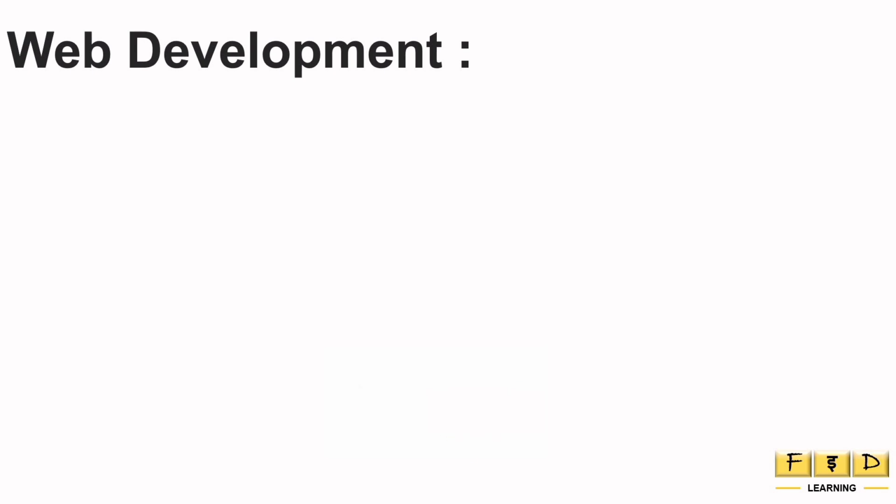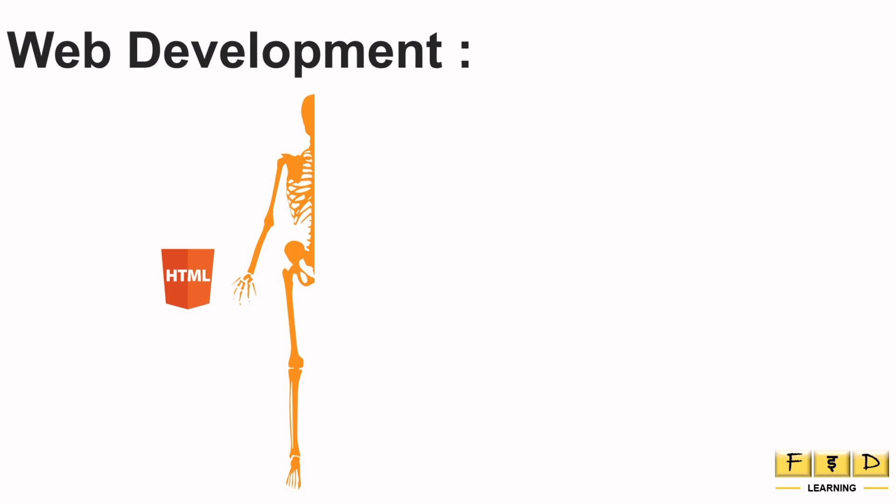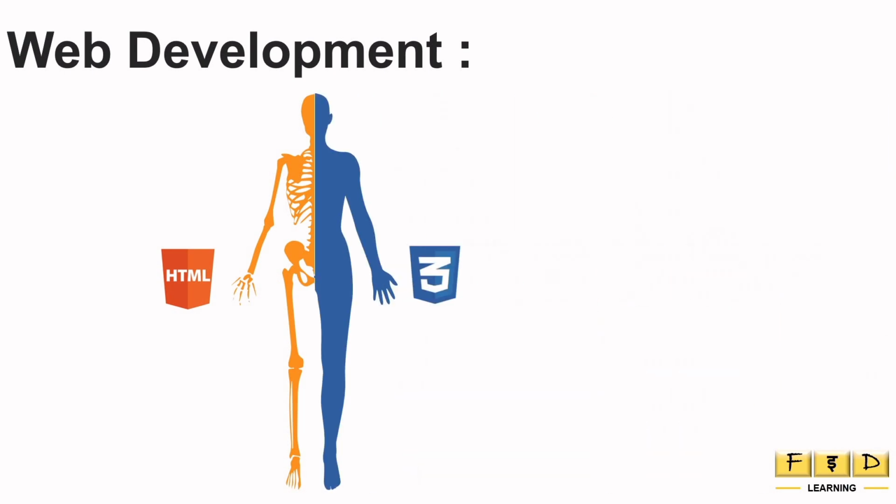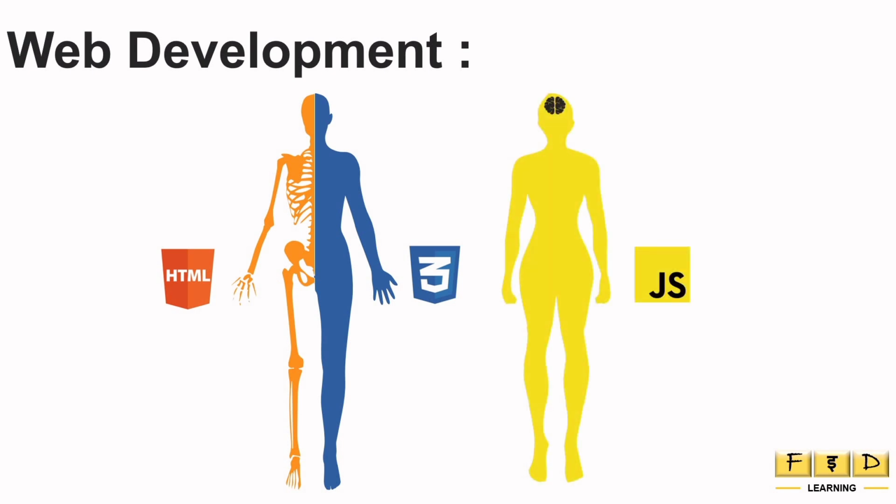So let's understand this concept using the human body as an analogy. So for HTML, consider this image which represents the structure or skeleton of the human body. It's similar to HTML's role in providing a structural framework. Next, for CSS, this blue color image represents the body's visual styling, much like CSS's role in designing layout and appearance. And finally, for JavaScript, this yellow colored image represents the human body with a brain controlling its functionality.